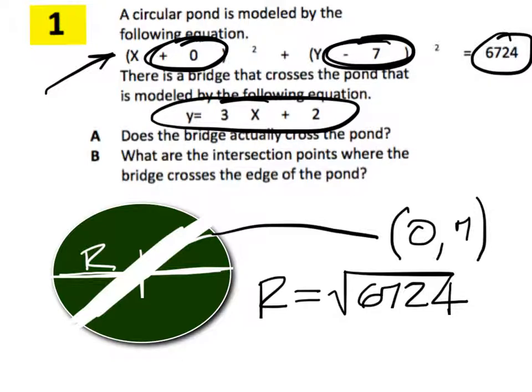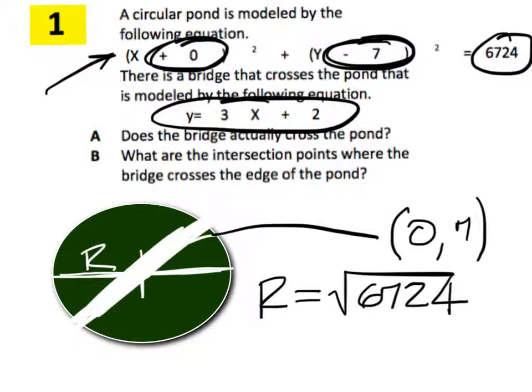You have two questions to answer. A: does the bridge actually cross the pond? Because you can have the equation for a circle and the equation for the bridge, but the bridge could be way outside of the circle, and in that case it does not cross the pond, and you would need a new construction company. But if it does cross the pond, the answer is yes.